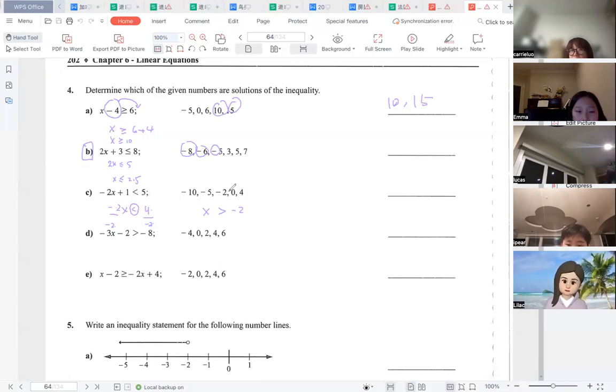This is very important, okay? I hope you remember this. So x is bigger than -2, so 0 and 4 are the answers. Get it? Okay, number D, your turn.